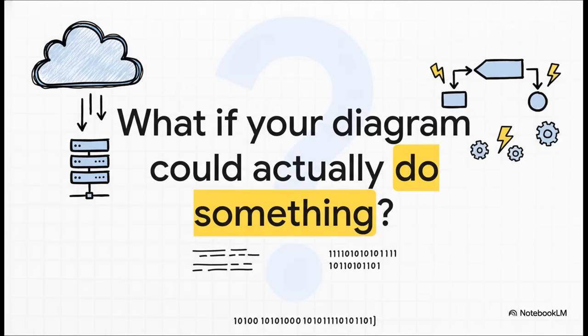So I'll just leave you with this final thought. By treating our diagrams as data, we unlock this incredible world of automation. So what if your next cloud architecture diagram didn't just describe your setup, but could actually be run to deploy it? What if your business process diagram wasn't just a picture, but was the actual engine that ran the process? The possibilities here are absolutely fascinating to think about.